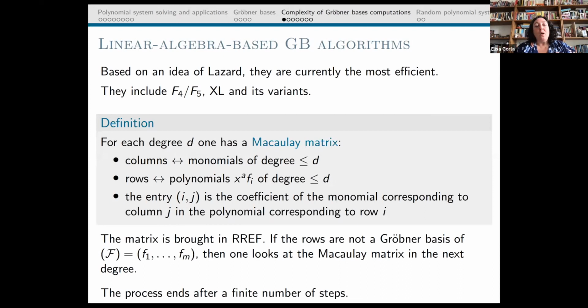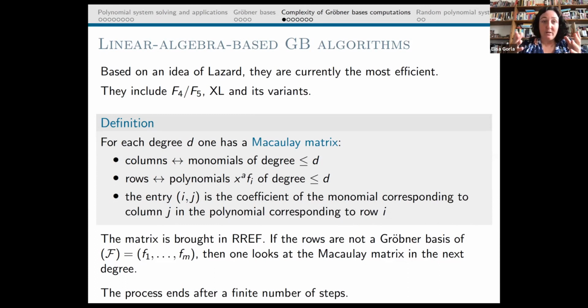And how do we compute the Groebner basis? I have a system with certain equations, and now I pick a degree D, and I write a matrix for that degree. The rows of my matrix will correspond to the polynomials in my system of degree up to D. I can also put my polynomials multiplied by monomials as rows, up to degree D always. And the columns will correspond to the monomials of degree up to D, and I order them in the order that I have chosen, for example lexicographic.